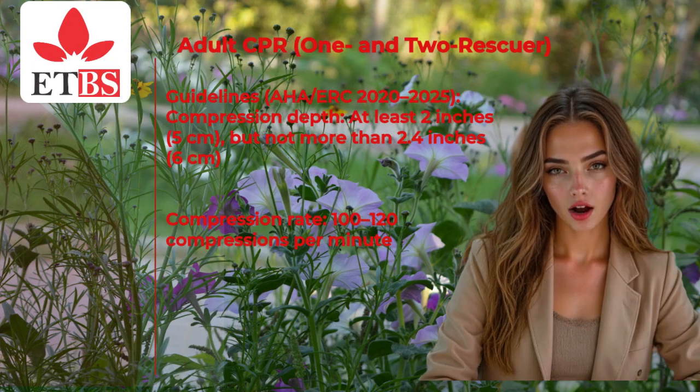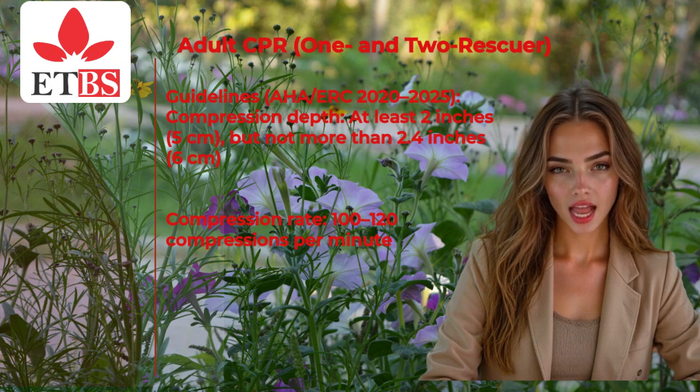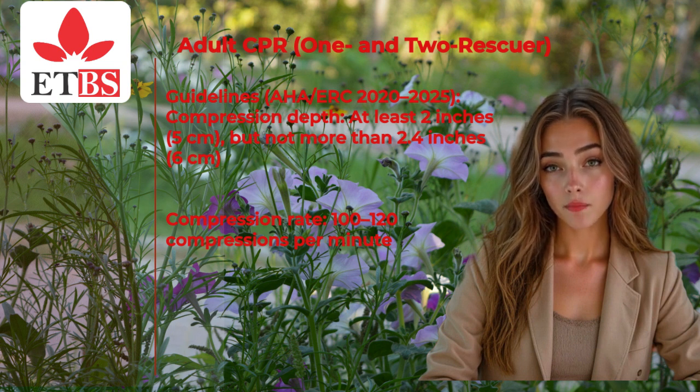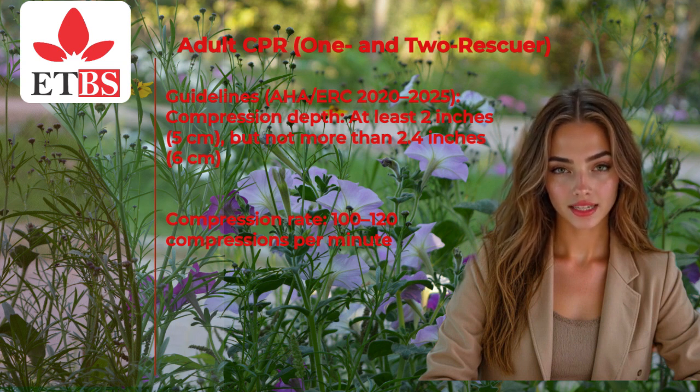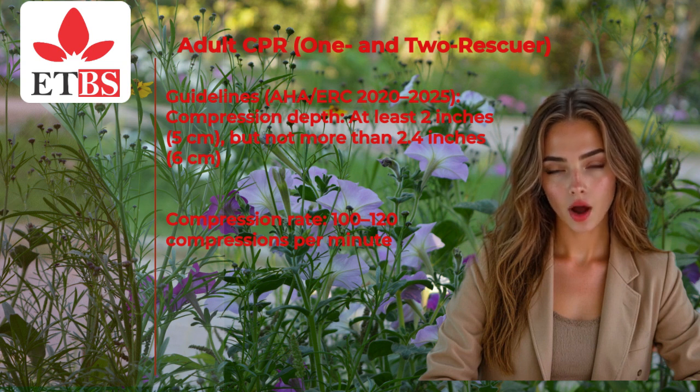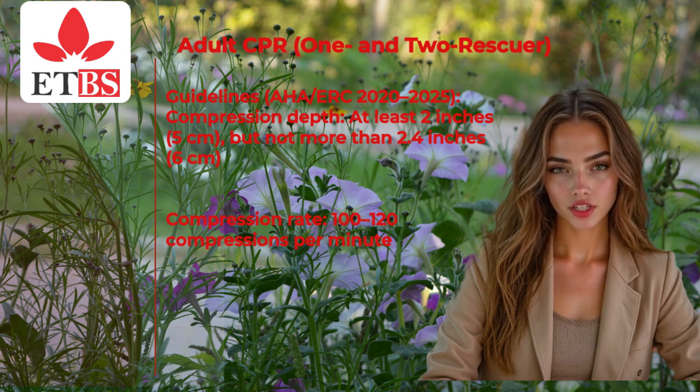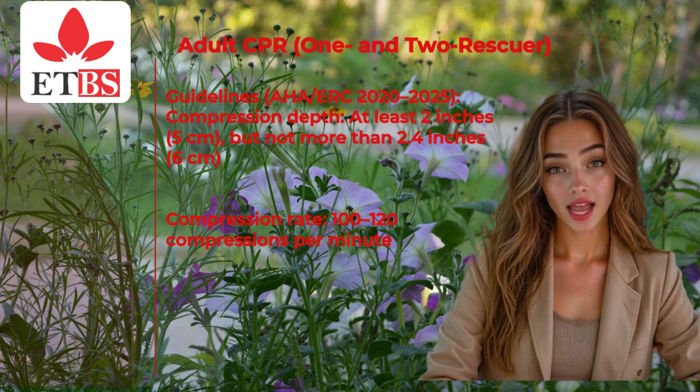Adult CPR, 1 and 2 rescuer. Guidelines: AHA/ERC 2020 to 2025. Compression depth: at least 2 inches, 5 centimeters, but not more than 2.4 inches, 6 centimeters. Compression rate: 100 to 120 compressions per minute. Hand placement: heel of one hand over the center of the chest, lower half of the sternum. Other hand on top. Ventilation: 30:2 compression to breath ratio, if trained.